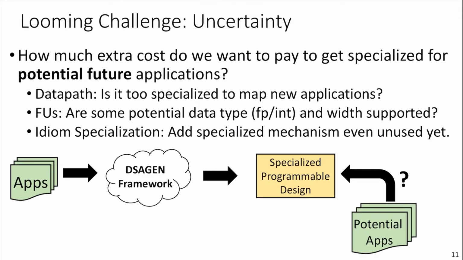One looming challenge is the uncertainty. In other words, how much extra cost we are willing to pay to over-engineer the accelerator so that it can effectively handle the future potential applications. To achieve this, we should expose interfaces as a knob to the uncertainty in order to convey the broad facts that how programmers know about the future applications. We think these are interesting open questions for our future research.